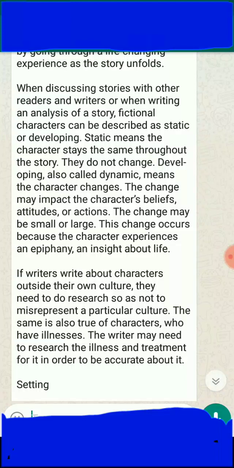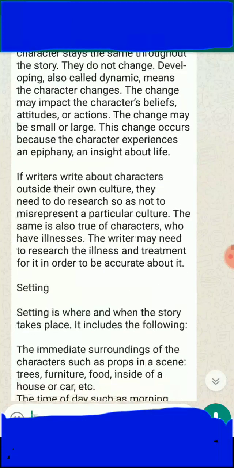If writers write about characters outside their own culture, they need to do research so as not to misrepresent a particular culture. The same is true of characters who have illnesses. The writer may need to research the illnesses and treatment for them in order to be accurate about it.